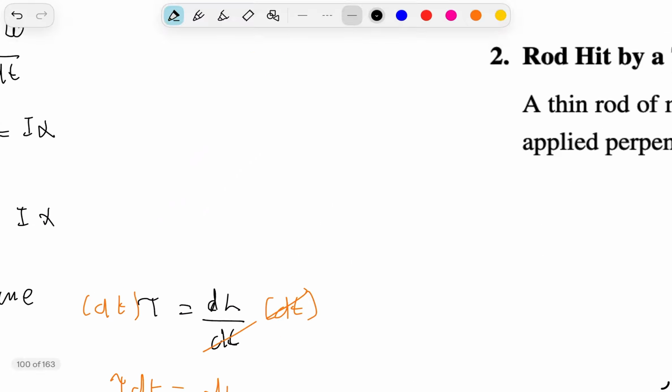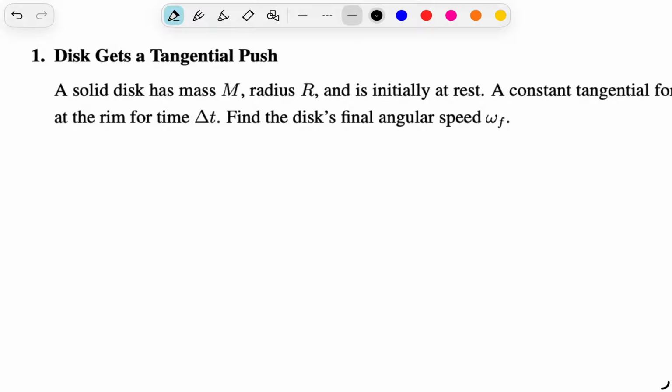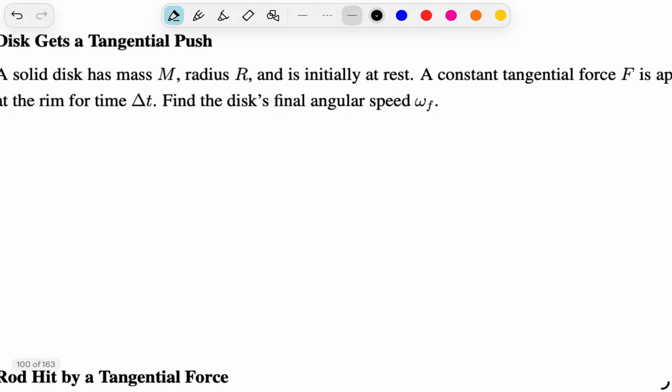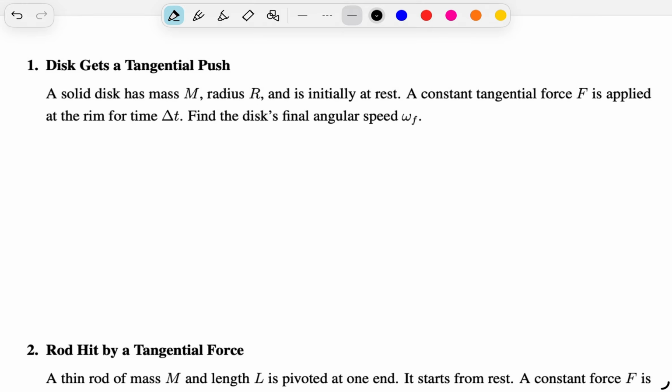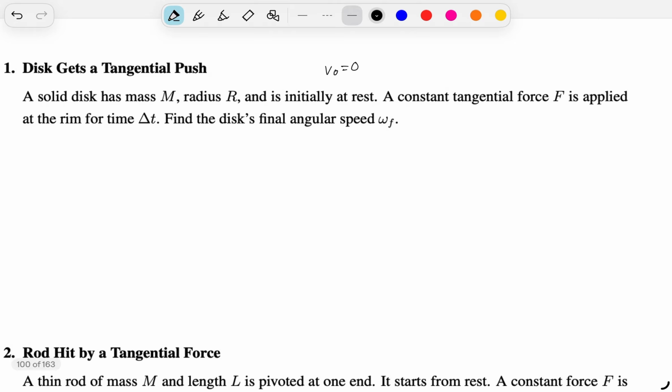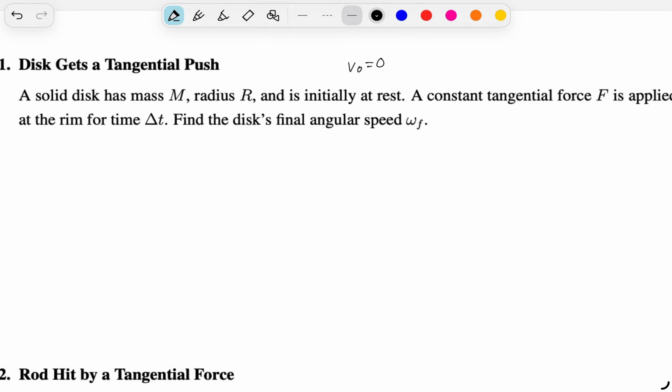Now let's do some practice problems with this. If you want to follow along, you can go into the description and download the link to these questions. We have a disk that gets a tangential push. A solid disk has a mass m, radius r, and is initially at rest. A constant tangential force F is applied at the rim for a time interval delta t. Find the disk's final angular speed omega F.